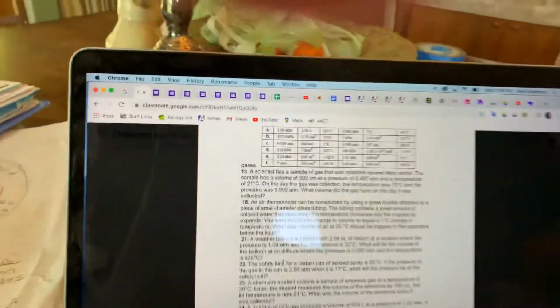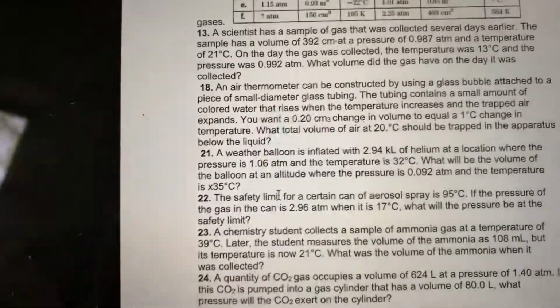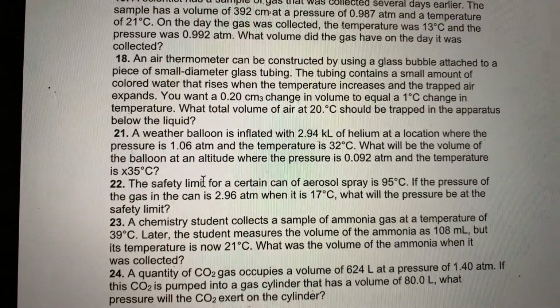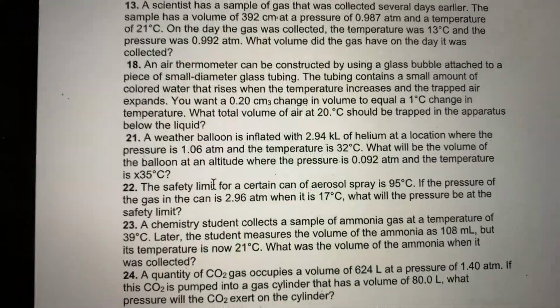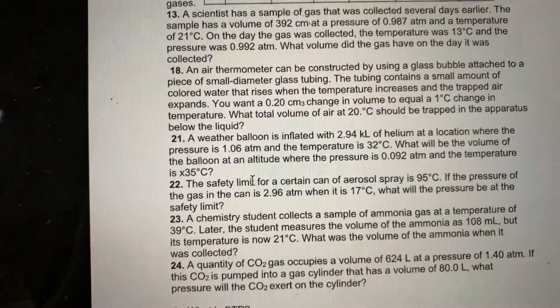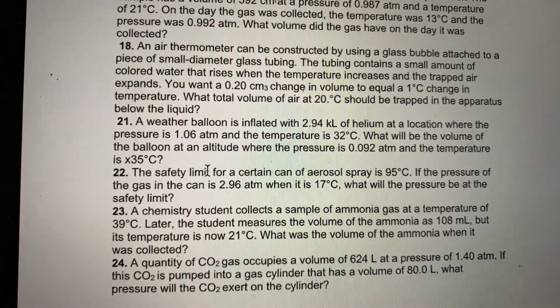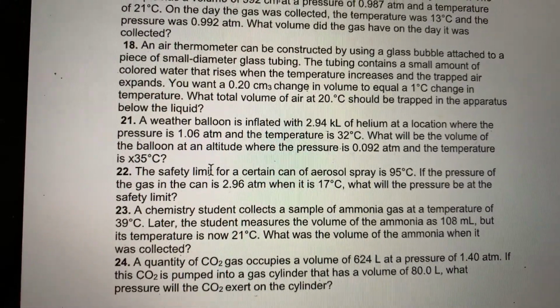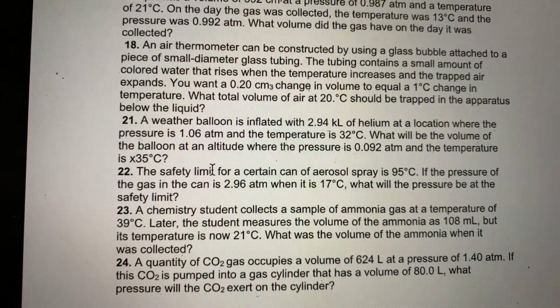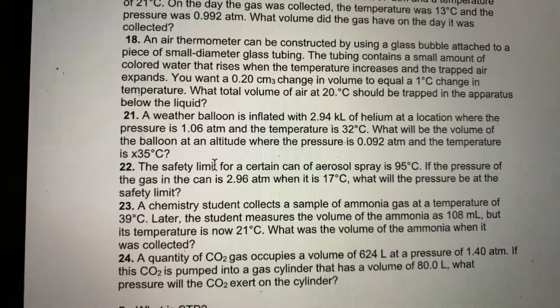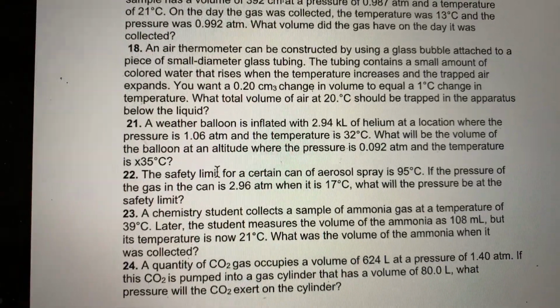Okay, so what's happened is I went back because I couldn't find my handout on the gas laws for 13, 18, 21, 22, 23, and 24. I scrolled back in the Google Classroom and opened up that gas laws worksheet that I gave you earlier.